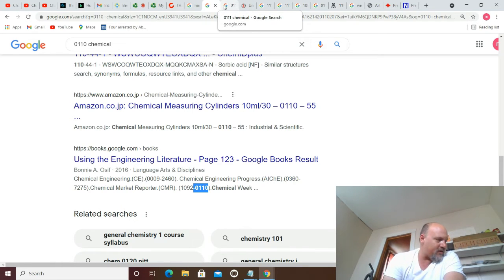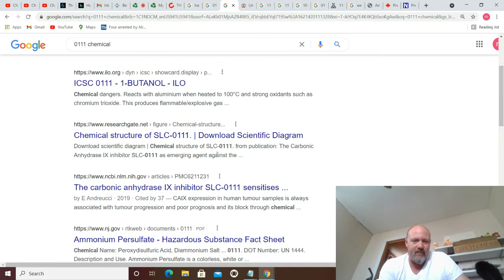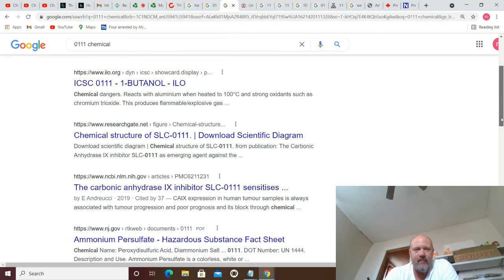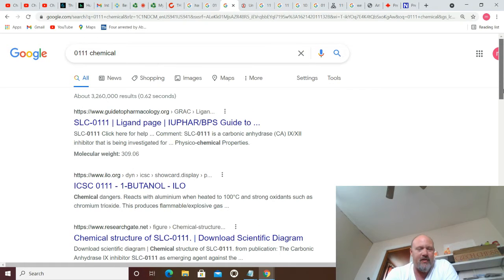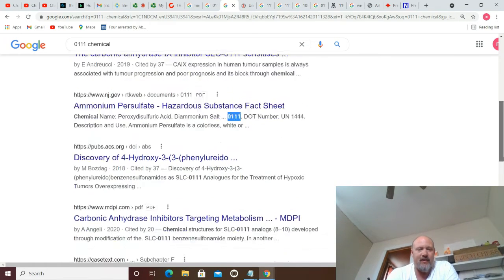But if you move on from that, you have 0111, and that ends up being chemical structure of SLC-0111. Chemical structure of SLC-0111. And you also have butanol, ICSC 0111. You've got SLC 0111 again. How about ammonium persulfate, hazardous substance fact sheet? There's 0111 right there. So you got a few things with this.